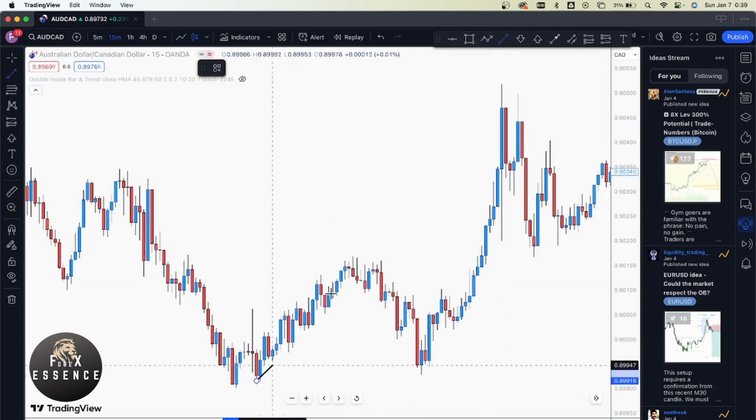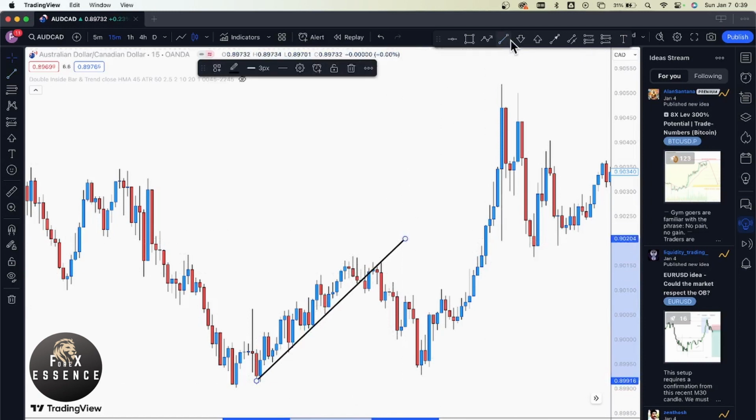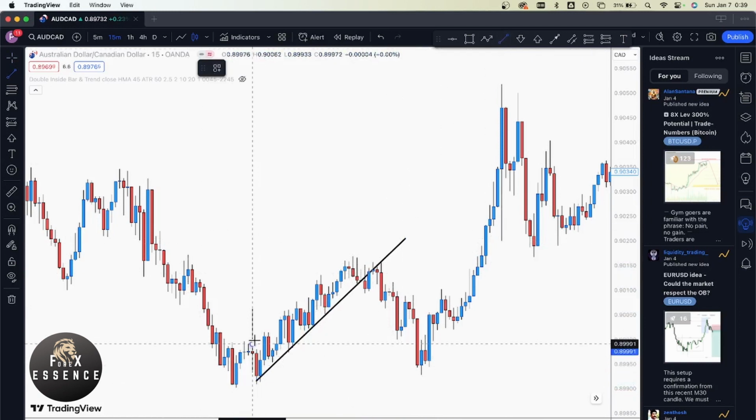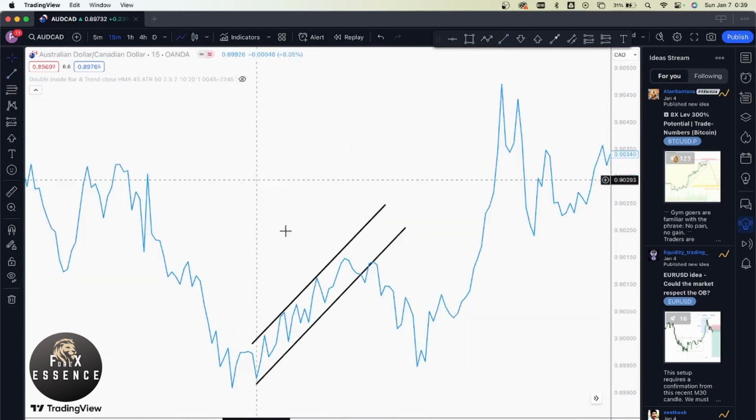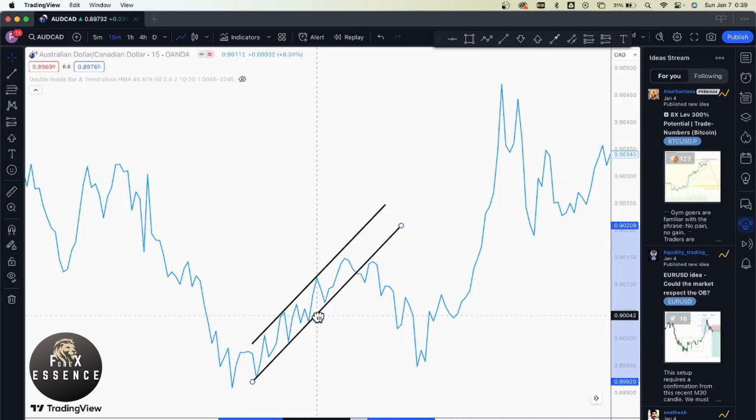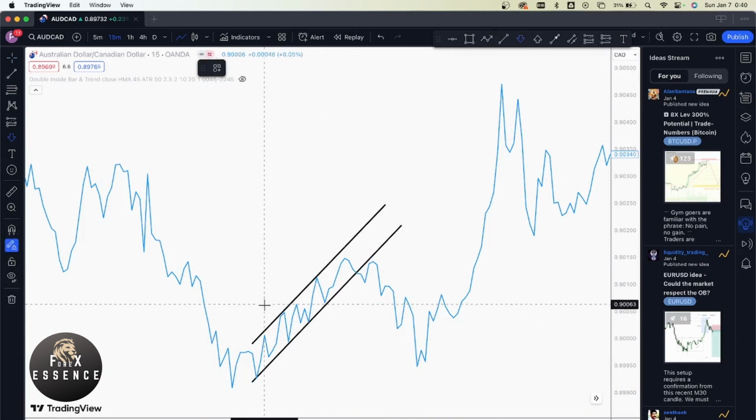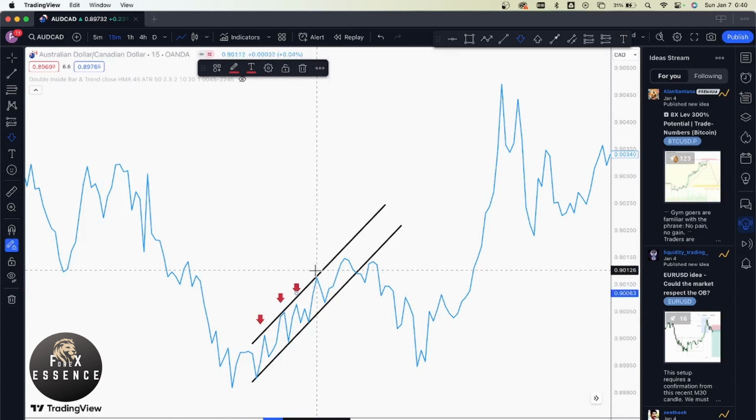I'm gonna draw my lines right there, right there, right. So I'm having these two parallel lines. To make it easy to see, I'm just gonna turn this into a line graph, right? I'm gonna point out my levels. I'm gonna start off with the resistance. I see a resistance touch there, resistance touch there, a resistance right there, as well as right there, right?